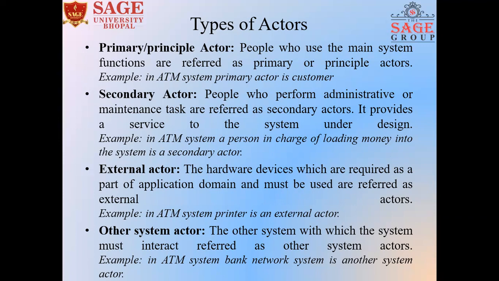Next is external actor. The hardware devices which are required as a part of application domain and must be used are referred as external actors. For example, in ATM system, printer is an external actor. There are some other system actors also. The other system with which the system must interact is referred as other system actors. For example, in ATM system, bank network system is another system actor.